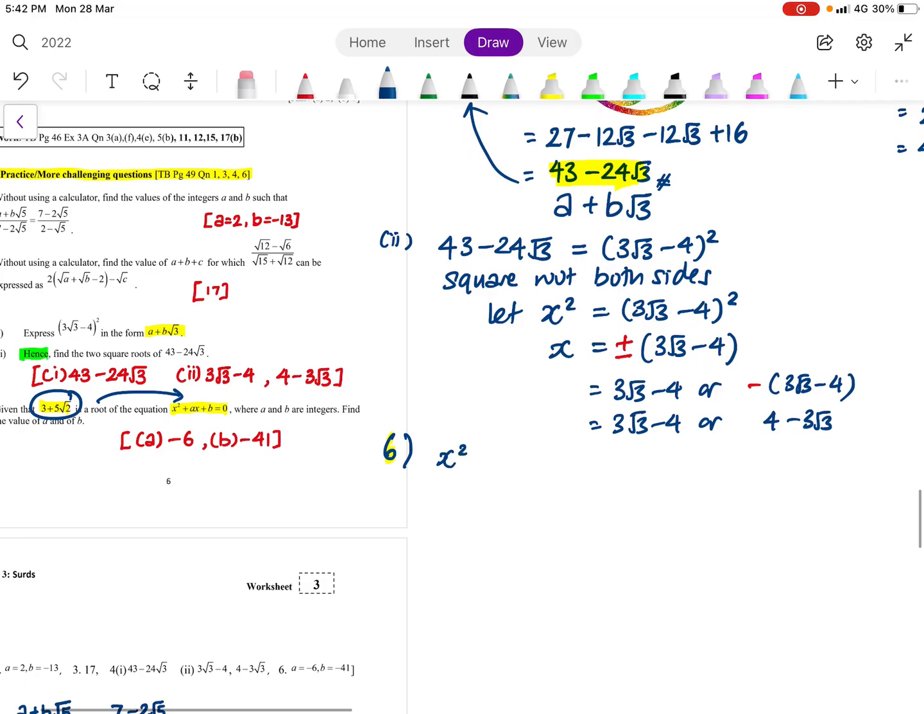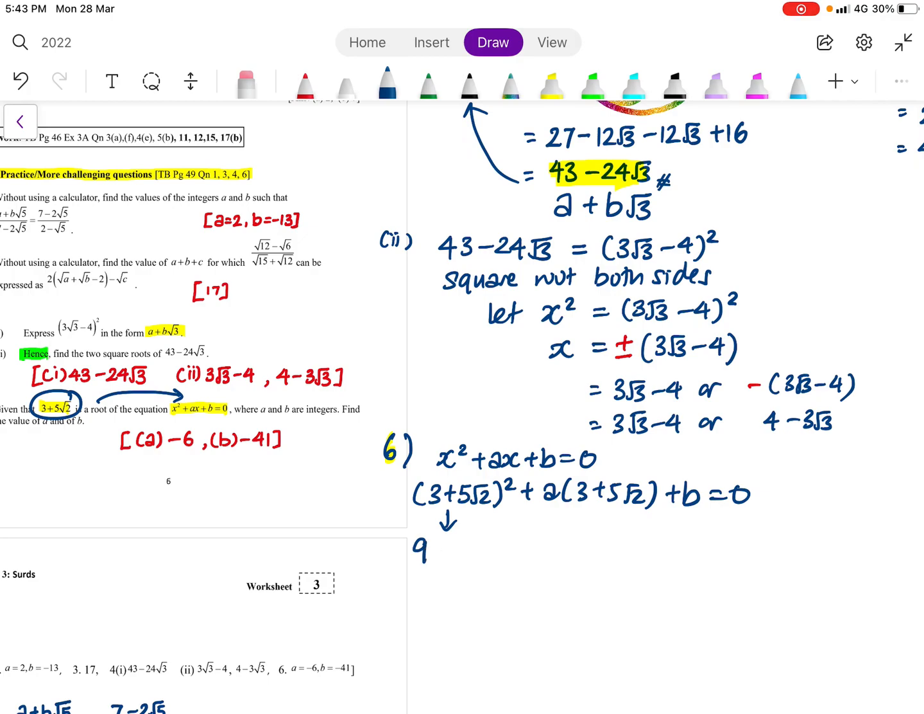Okay, I will sub 3 plus 5 root 2 into this. It will work because this is a root. So I just substitute inside. It is a root, so I can sub it inside. Plus a times 3 plus 5 root 2, plus b equals 0. Expand. Okay, I will expand quickly.